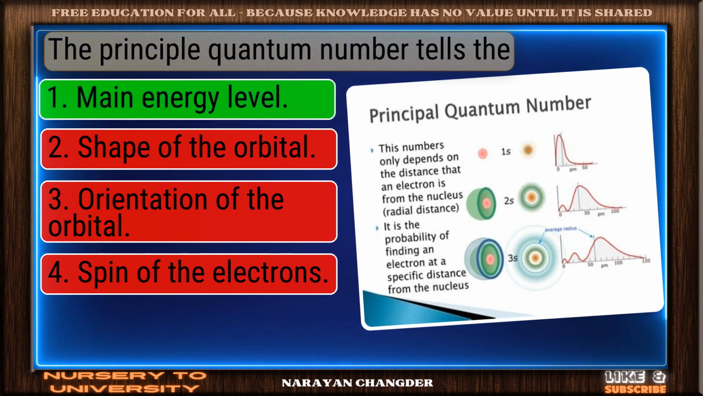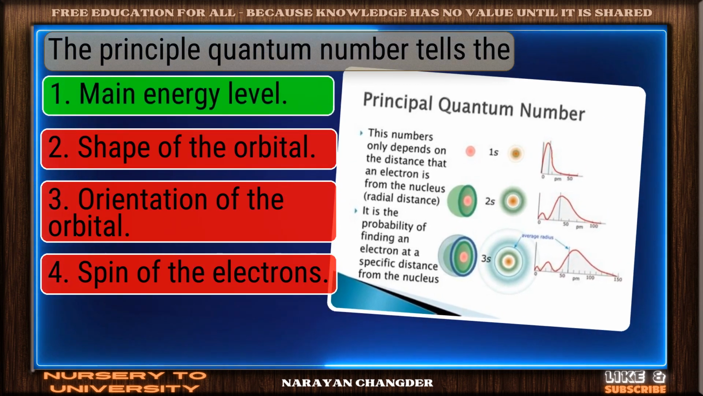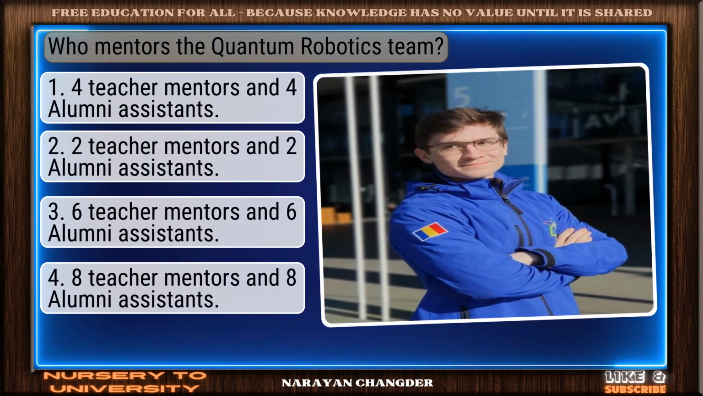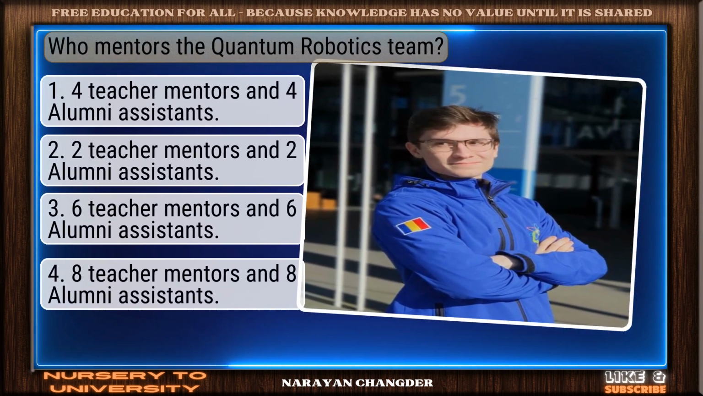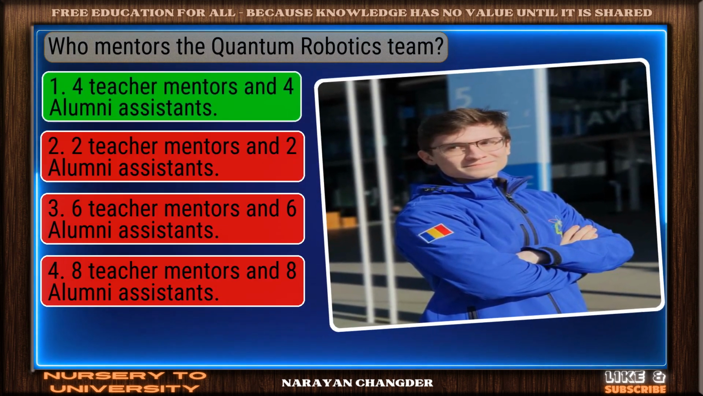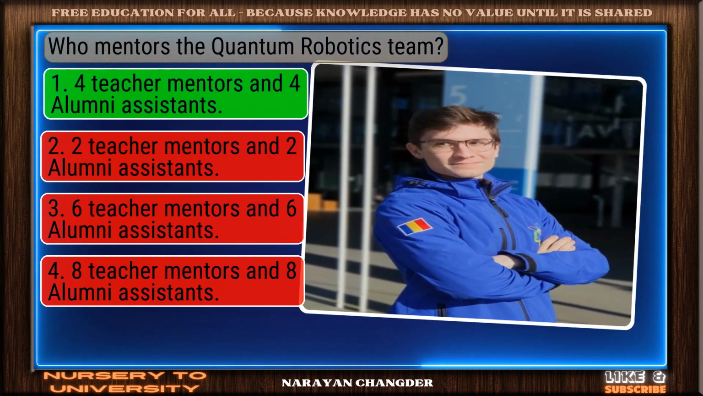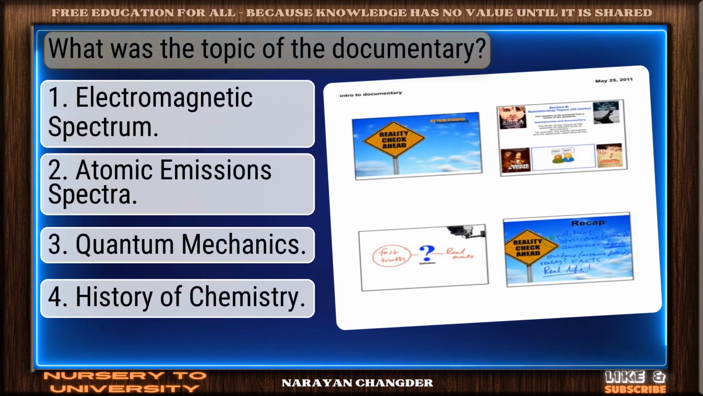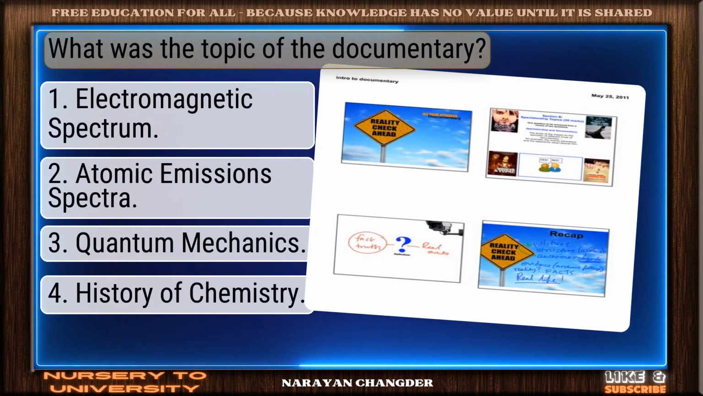Nice selection. Main energy level is the correct and valid answer. Question number 58. Who mentors the quantum robotics team? Right choice. 4 teacher mentors and 4 alumni assistants is the best answer. Question number 59. What was the topic of the documentary?